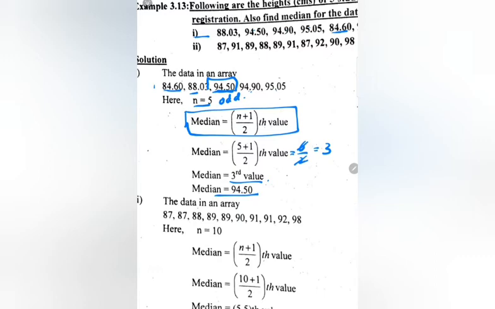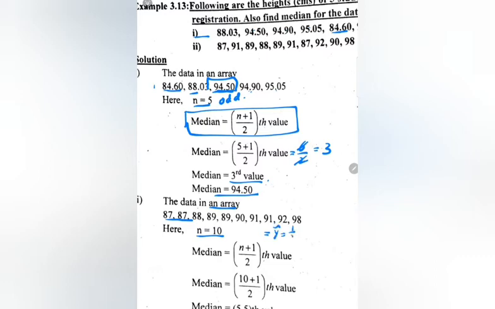Here there are 10 values. First you should arrange the data. Here we arrange the data. The data is an array, which means this data is arranged. Now we put the formula for even numbers because n is even here.